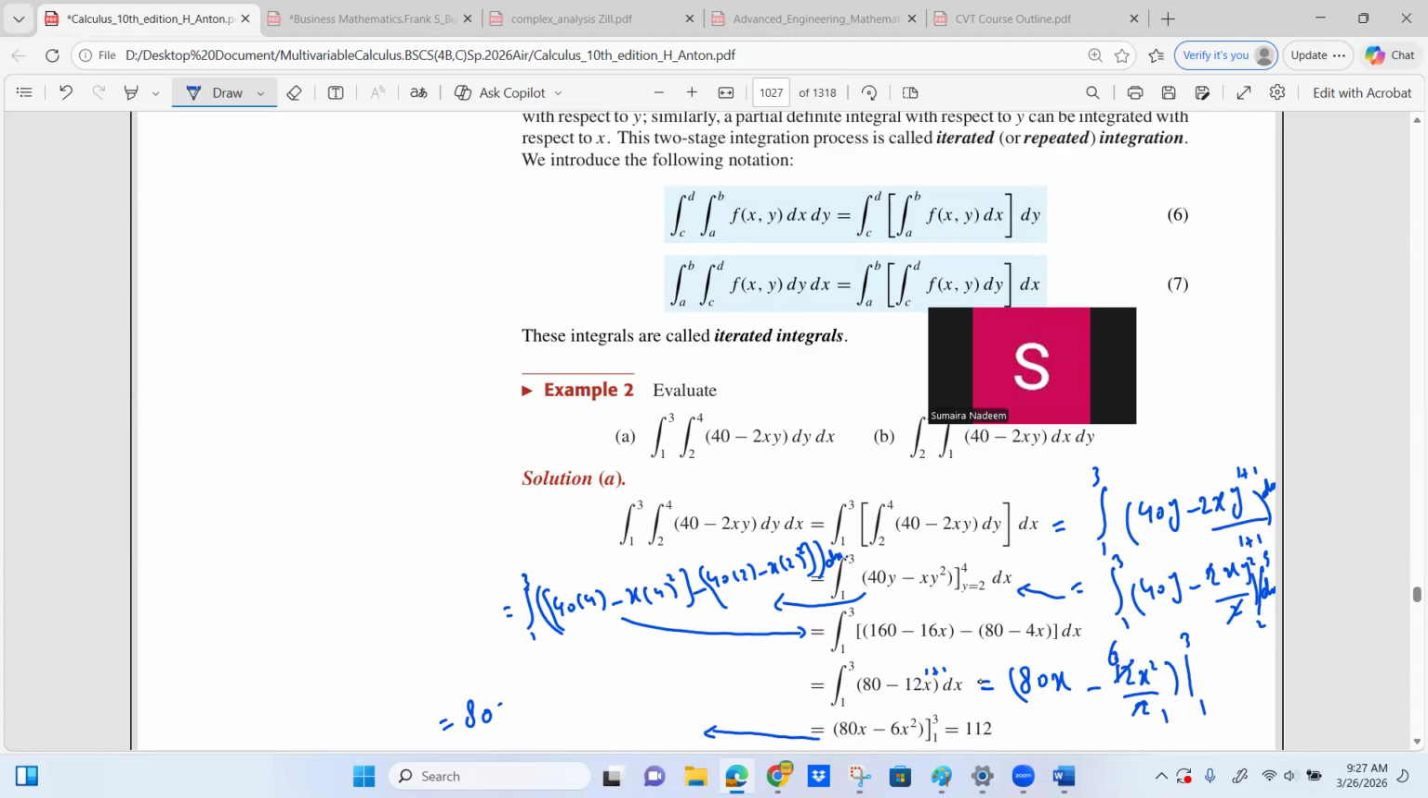80 into 3 minus 6 into 3 square, and minus 80 into 1 minus 6 into 1 square. So 80 into 3, if I calculate, is 240 minus 3 3s are 9, 9 6s are 54, minus 80, and minus and minus is plus 6. Okay, now after calculation, we will find this result, 112.